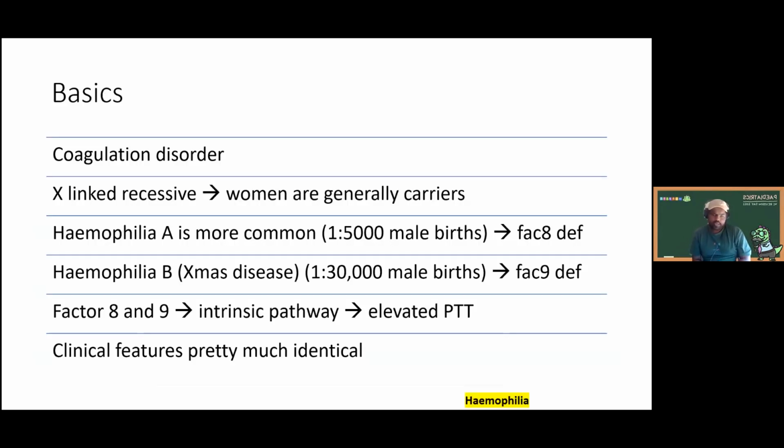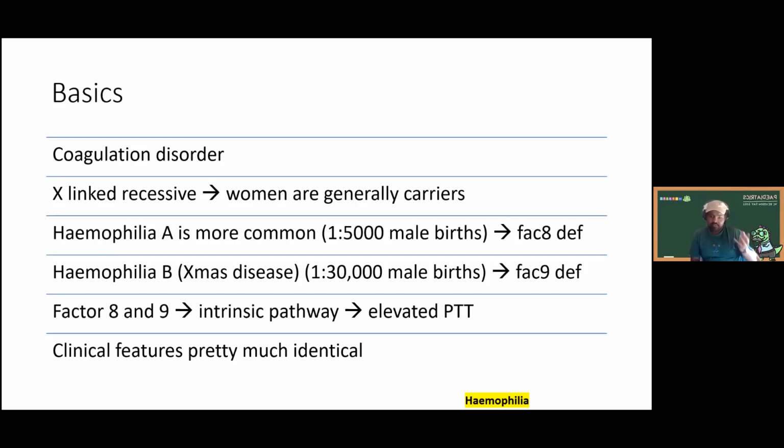So now looking at hemophilia. So really this is a coagulative disorder, and it's X-linked recessive. So women are generally carriers. Hemophilia A is more common and results in factor VIII deficiency. Hemophilia B, also called Christmas disease, is far more rare and results in factor IX deficiency.